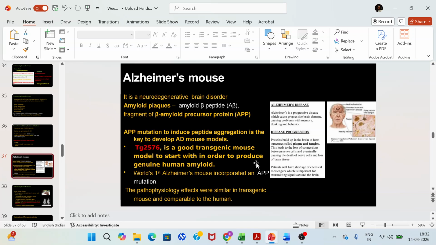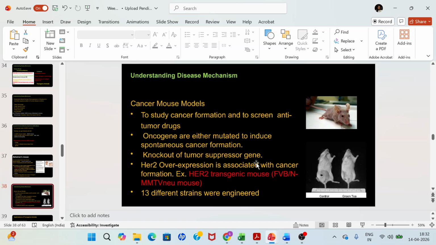And the strain which is a very good transgenic mouse model to start with, in order to produce genuine human amyloids, is TG2576. The first Alzheimer mouse was incorporated with an APP mutation. APP mutations basically involve the amyloid beta peptide, the beta amyloid precursor protein. This kind of mutation was introduced so that Alzheimer's can happen in the mice and then we can study it.